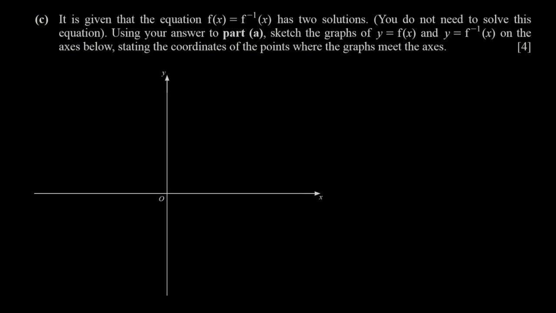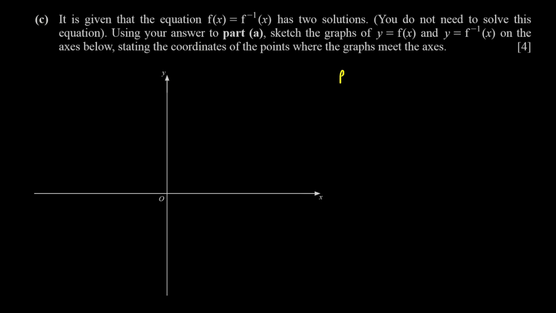Okay, so this is part C of our functions question. It is given that the equation f of x equals f inverse of x has two solutions. What that means is that the function and its inverse are going to overlap at two places. We want to use our answer to part A to sketch the graph of f of x and f inverse on the axes below. Well, let's just state what the function is.